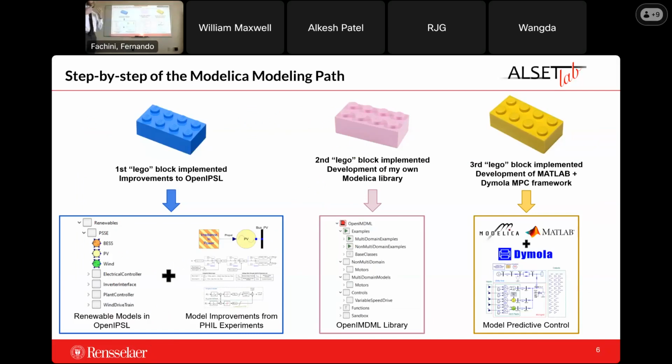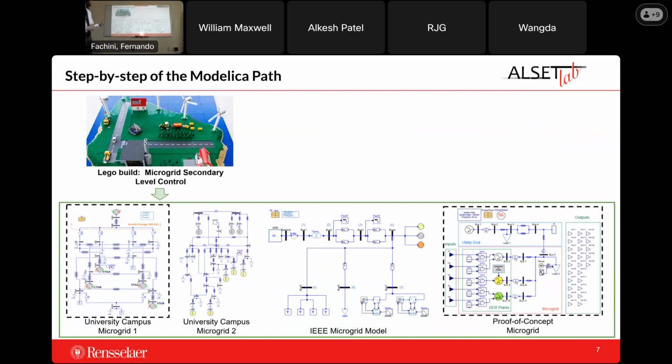Okay. Now I like to think about my research in terms of an analogy related to Lego blocks. I've developed components for OpenMPSL and other libraries. For the first Lego block, I've made improvements to the OpenMPSL library with the creation of renewable energy models and models that were improved based on hardware in the loop experiments. The second Lego block is my own library dedicated to simulating multi-domain motor models. The third Lego block is the framework that uses MATLAB plus Dynmic and Modelica for model predictive control. And lastly, once you have these Lego blocks, you can combine the components that I've developed plus the components of other libraries to create system models, which I used to study and apply optimization.